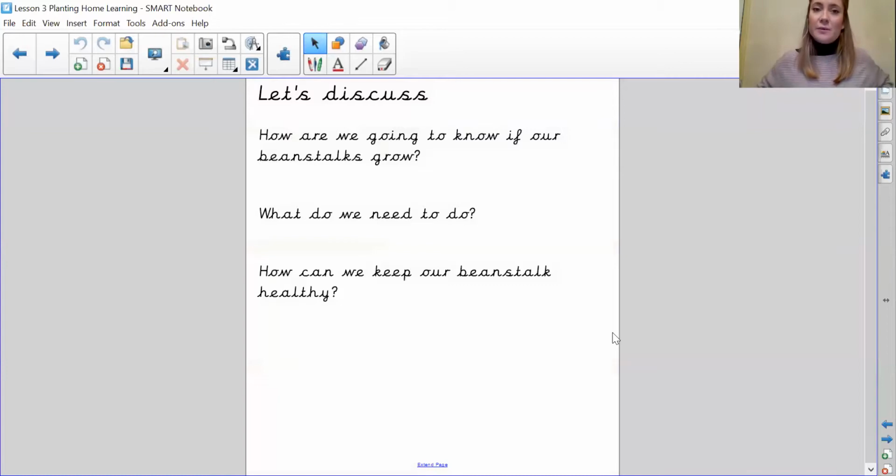Let's see if I can share my screen again. So, how are we going to know if our beanstalks grow? That's right, we're going to keep checking them and keep measuring them to see if they grow. Okay. And whilst our beanstalk's growing, how am I going to keep those healthy? Ooh, the castle's falling. How am I going to keep those healthy? That's right, I'm going to have to keep adding a little bit of water each day to keep those nice and damp and to keep them healthy.